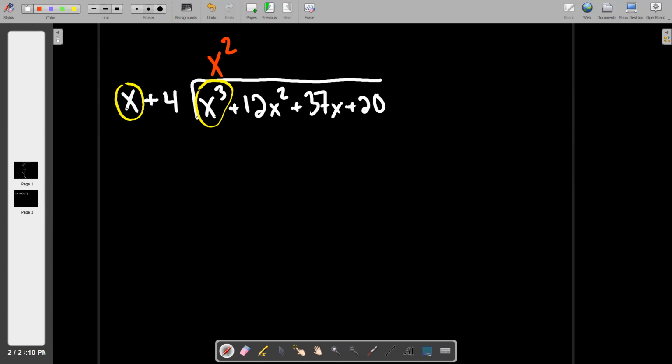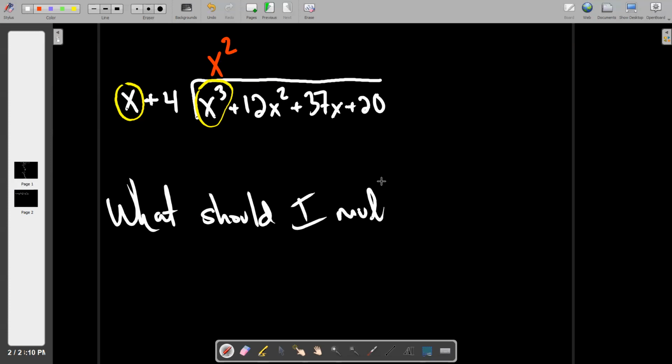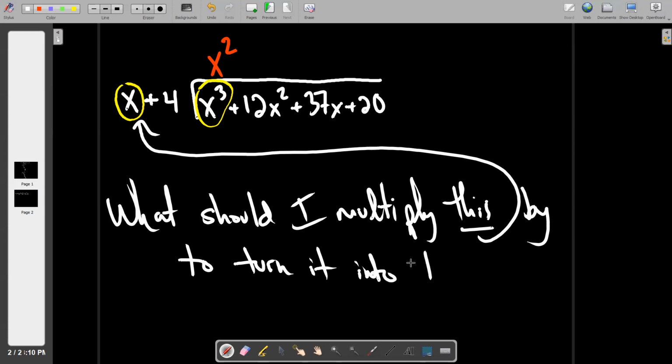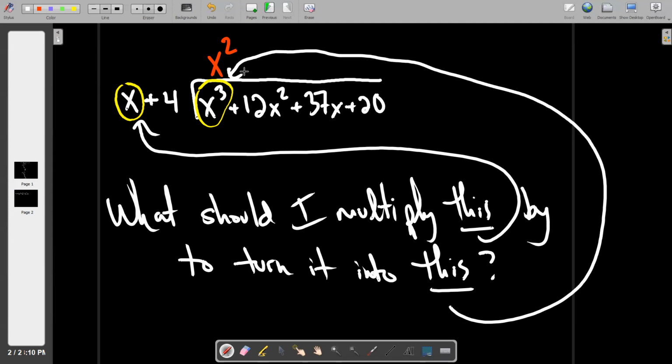All I did was answer this question: what should I multiply this by to turn it into this? I should be able to put anything on the board and say, I want you to turn it into that.